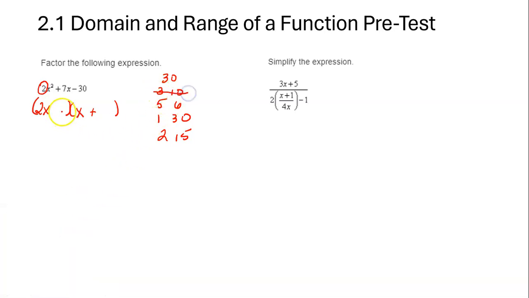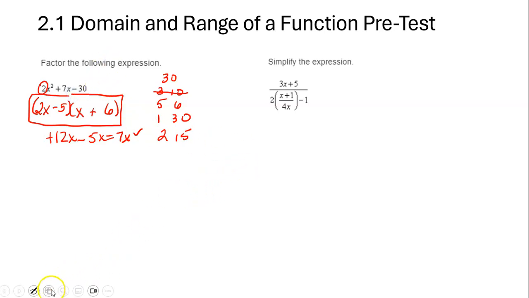Let's try the next one, 5 and 6. I know the plus is going to be positive because this is positive, it's the larger number. Minus, so let's just check it. That means I have 2x times, so that's plus 12x minus 5x, and that gives me 7x. So that works out, and this is my answer. Sometimes you have to guess and check. It's just the nature of the thing.